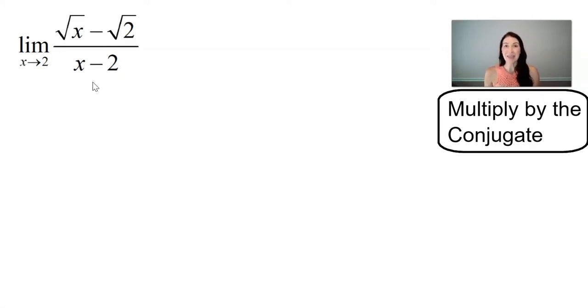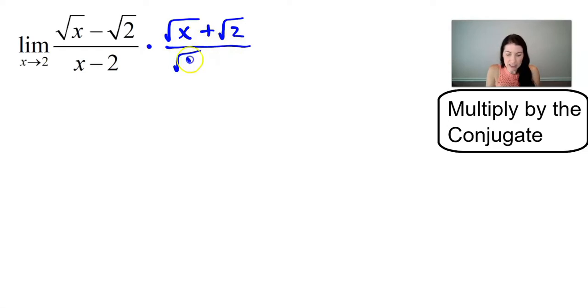All right, on to method number 1. Method number 1 I'm going to show you is multiplying by the conjugate. So what I do is I look at the part of the fraction that has the radical, in this case the numerator, and that is root x minus root 2. And we multiply both the numerator and denominator by the conjugate, which is root x plus root 2. The conjugate is always taking your expression and just changing the sign in the middle.